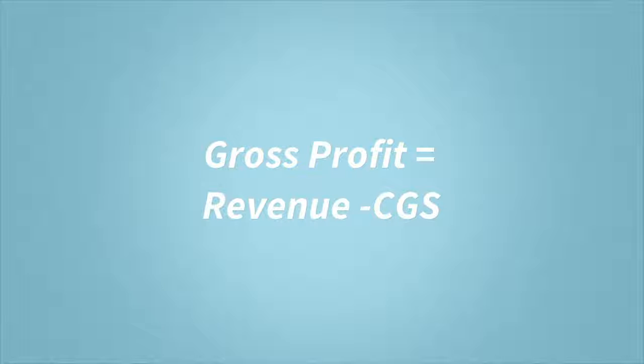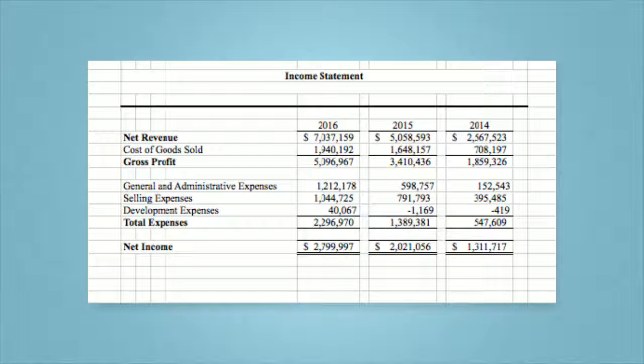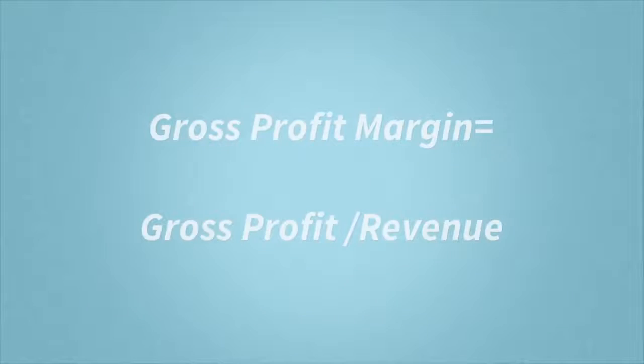Gross profit equals revenue less cost of goods sold. To hammer this equation home, you can see on the income statement that net revenue less cost of goods sold equals gross profit. The gross profit margin is a very important metric to track. Typically, a higher gross profit margin is better, but in reality, the gross profit margins vary by industry. So when you're trying to compare whether or not you have a good gross profit margin, you want to compare to other companies in the same industry. The equation for the gross profit margin is gross profit divided by revenue.